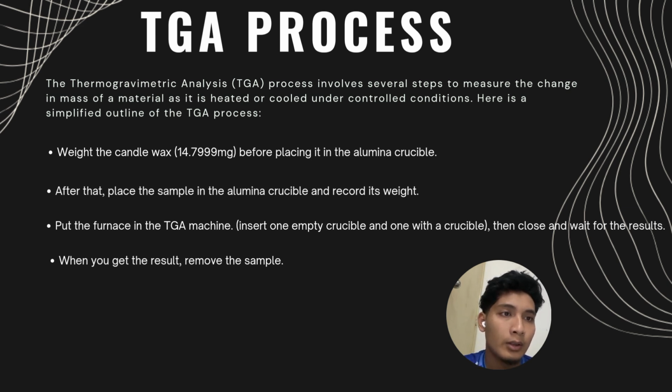Firstly, tare the balance with the counterweight of 40.7999 milligrams before placing in the aluminum crucible. After that, place the sample in the aluminum crucible and record its weight. Next, put the furnace in the TGA machine, with one empty crucible and one with the sample. Then close it and wait for the result. And lastly, when you get the result, remove the sample.